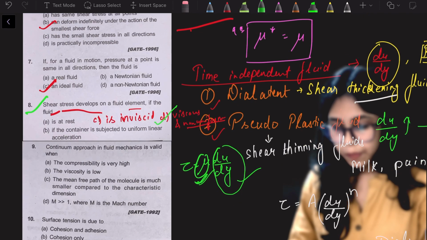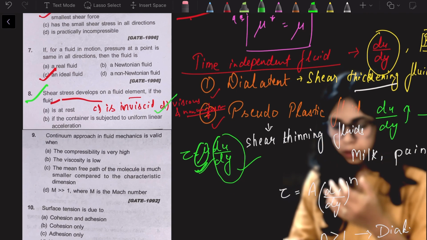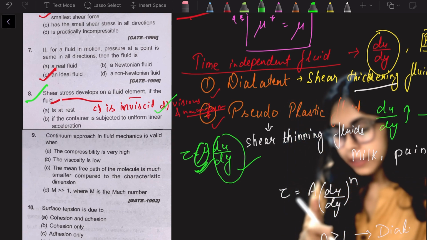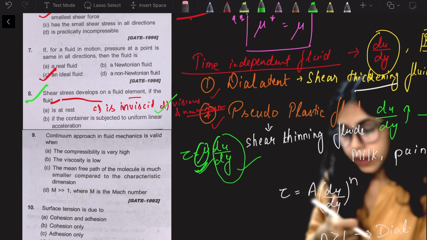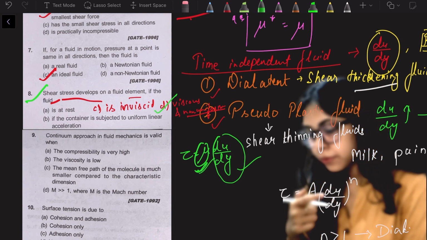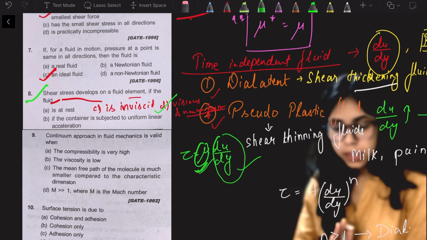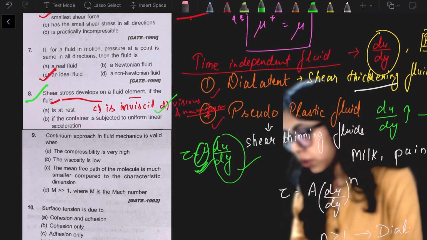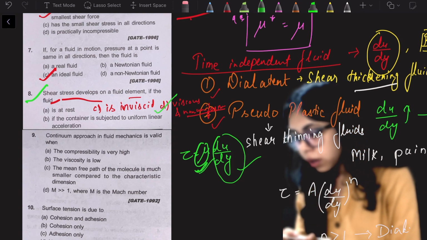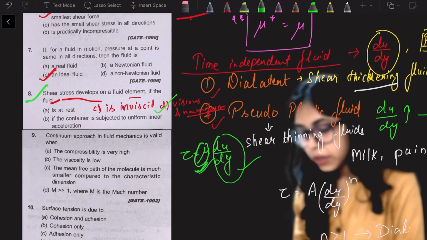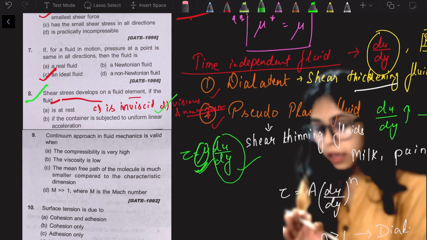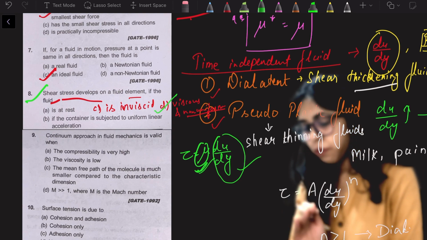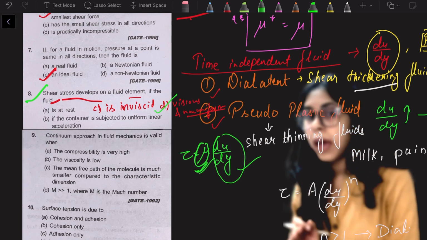Question 9, let's see. We have: continuum approach in fluid mechanics is valid when the compressibility is very high, the viscosity is low. Third option is the mean free path of the molecule is much smaller compared to the characteristic dimension. And D is M is much greater than 1, where M is Mach number.